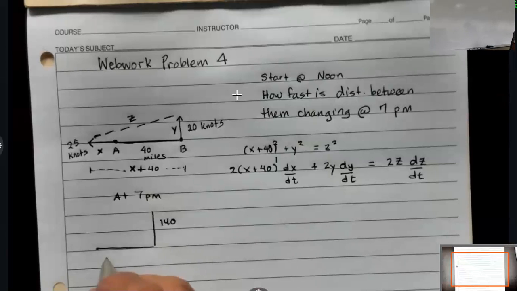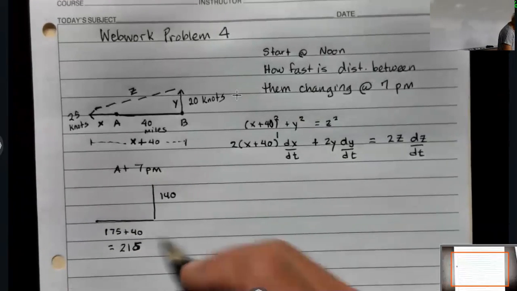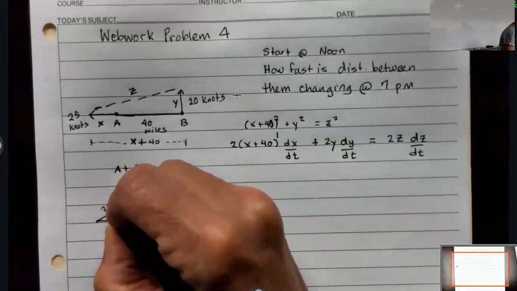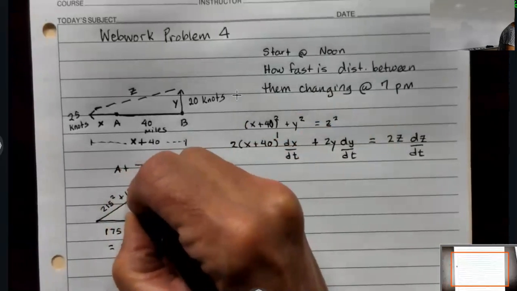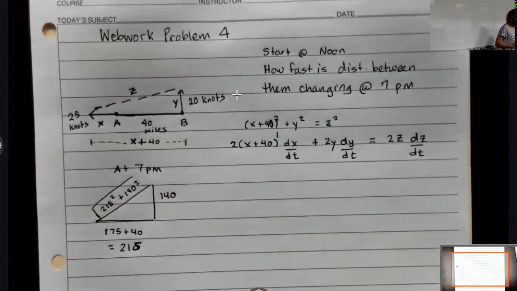So this is 175 plus 40, or, oops, that's a 5. How do I make that into a 5? 215. And now we're going to have to use the Pythagorean theorem to get the z. So this is going to be 215 squared plus 140 squared under the square root. So now I have my x, y, z, dx dt, dy dt, and we're going to find dz dt.